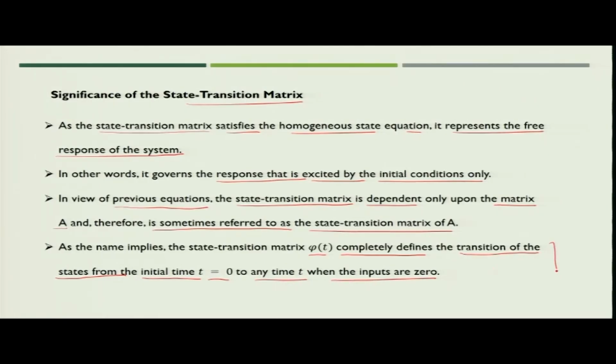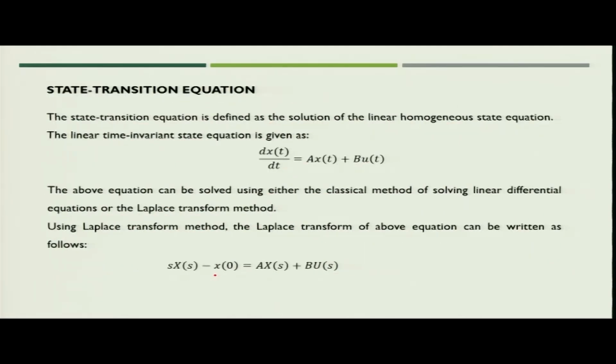So, this is one of the most important properties of the state transition matrix, because with the help of this we can completely find the value of x at any time t given the initial state, that is the state at time t equal to 0. Now, let us talk about the state transition equation.